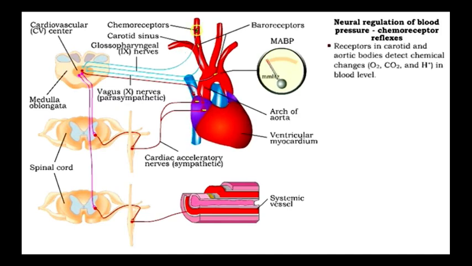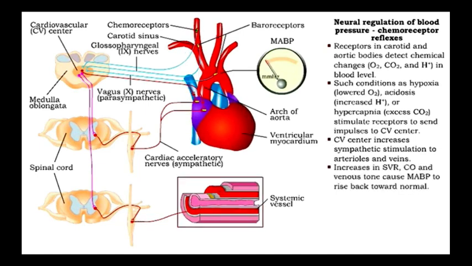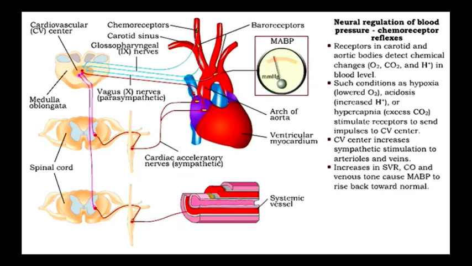Peripheral chemoreceptors respond to changes in concentration of oxygen, carbon dioxide, and hydrogen. Stimulated chemoreceptors send impulses to the cardiovascular center, which increases sympathetic stimulation to the arterioles and veins. Sustained increases in systemic vascular resistance, cardiac output, and venous tone raise blood pressure toward normal.